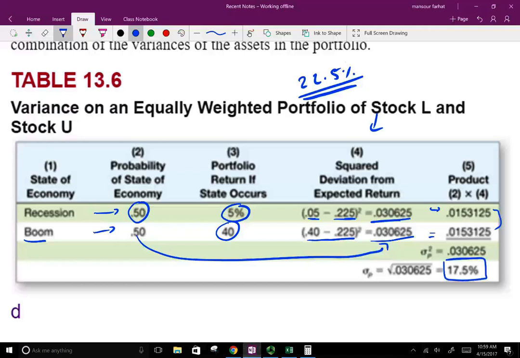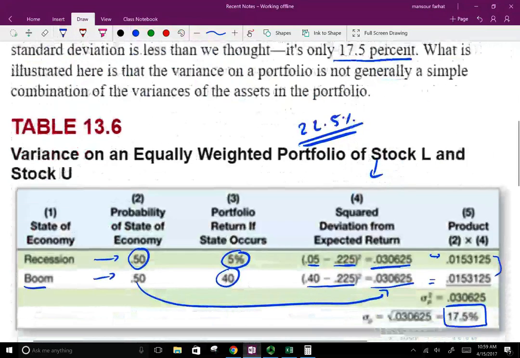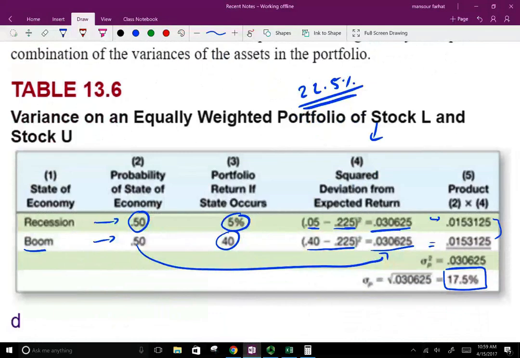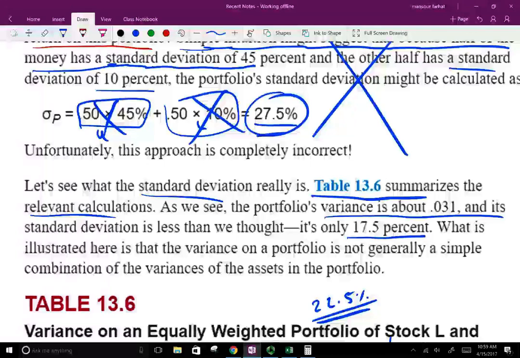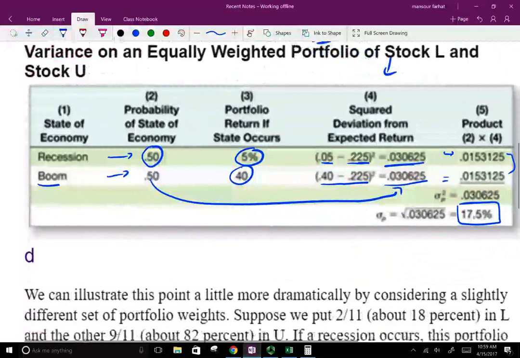So the standard deviation of the portfolio is 17.5, which is way less than what we thought initially, 27.5. So the standard deviation has to be calculated this way. You cannot take the weight and multiply it by the individual standard deviation, because when the stocks are combined in a portfolio, there's less risk. This is what we're saying. When the stocks are combined, there's overall less standard deviation.